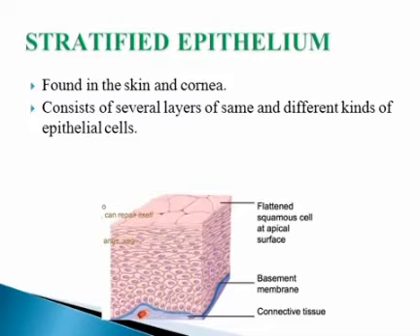stratified epithelium. The stratified epithelium is found in the skin and the cornea. Skin we very well know. Cornea is a transparent region present in the eye, which covers the front portion of the eye. So the stratified epithelium cells are found in skin and cornea. This stratified epithelial cell consists of several layers of same and different kinds of epithelial cells. Can you see the structure given here? This is the stratified epithelial cell.